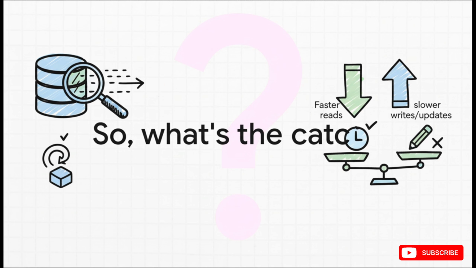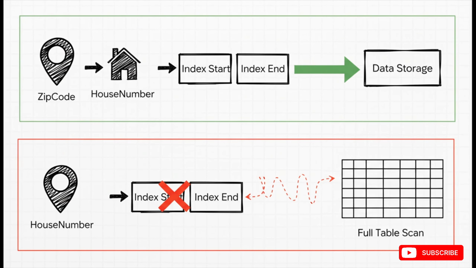Well, there are a couple of very, very good reasons for that. And here's the biggest one. Rule number 1, order matters a lot. If our index is set up for, say, zip code, then house number, it is only fast for searches that start with a zip code. If a user tries to search only by the house number, that index is useless. The database is right back to scanning the entire table, and you've lost all your speed. The search has to follow the order of the index to get that boost.